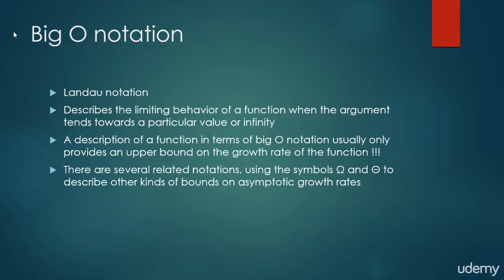or Landau notation. It describes the limiting behavior of a function when the argument tends towards a particular value, or usually infinity. A description of a function in terms of big O notation usually only provides an upper bound on the growth rate of the function. And there are several related notations using the symbols omega and theta to describe other kinds of bounds on asymptotic growth rates. Omega usually denotes the lower bound. The big O notation provides an upper bound.